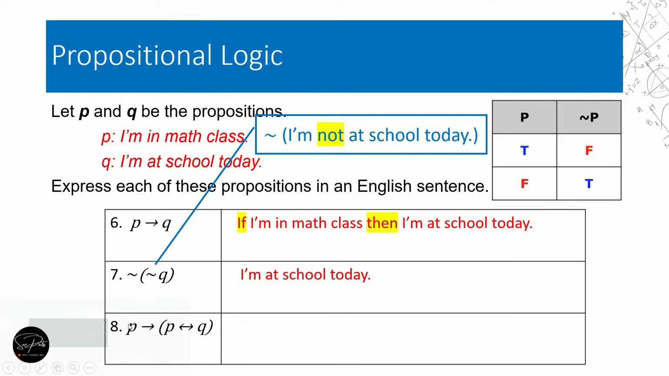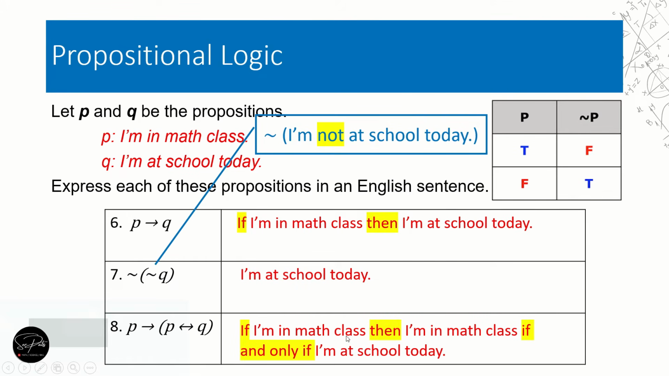And then number 8, so we have if P, then P, if and only if Q. So, ang ating if P, if I'm in math class, then I'm in math class if and only if I'm at school today. So, ganyan yung paggamit ng logical connectives in a compound propositions.